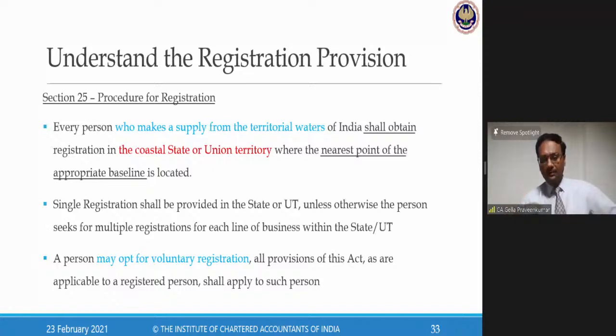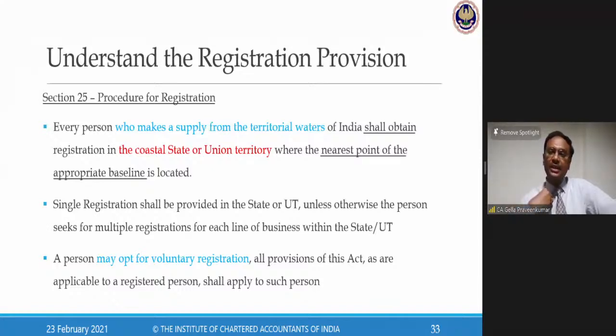Single registration within a state or union territory. The law says if you are having multiple businesses in Maharashtra, for example, sir, I have supply of printed stationery. I also have supply of laptops. I also have supply of vehicles for transportation. Division 1, stationery. Division 2, office related supply. One is stationery, second is manpower, third is your transportation service.